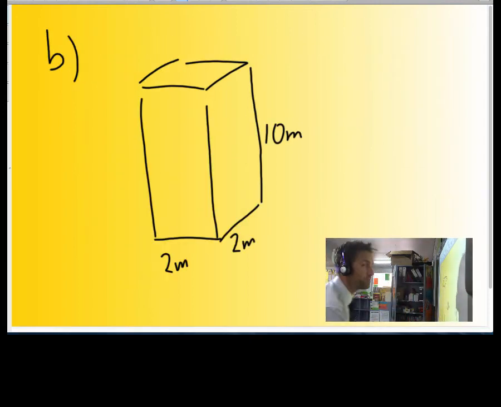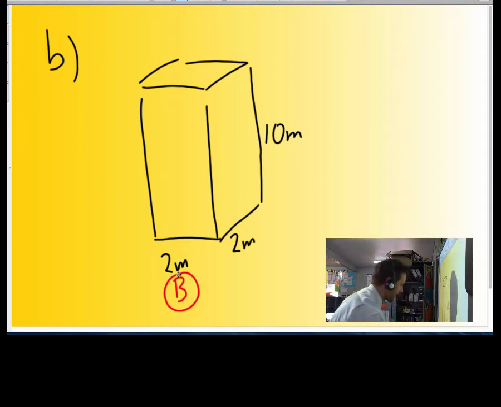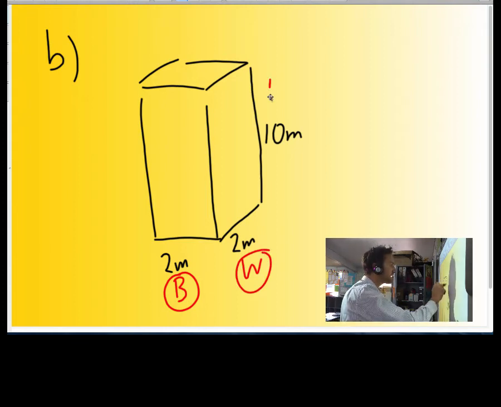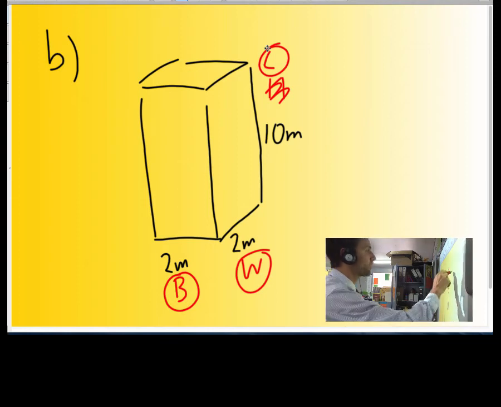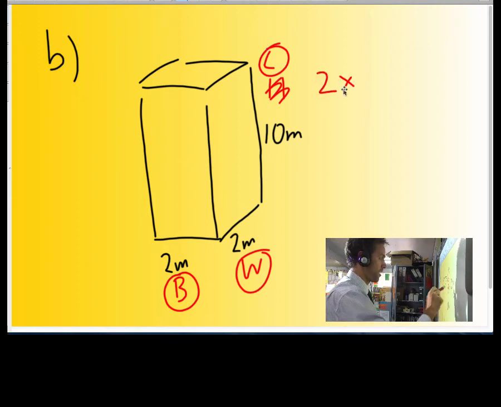All right, 2 meters in breadth. It is 2 meters wide. It is 10 meters in length. Okay? What are you going to do? What's the sum? Have a think about it. It is, of course, 2 times 2 times 10. And, of course, it's all meters. We'll sort that out at the end.